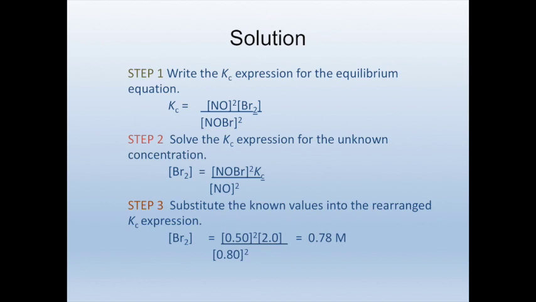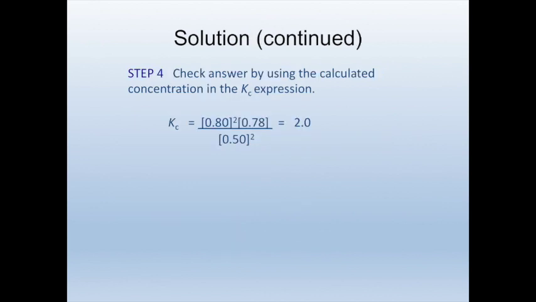We substitute our known values into the expression, so 0.5 squared times 2 in the numerator and 0.8 squared in the denominator, which gives us 0.78 molar bromine gas at equilibrium. And step 4, we check our answer by using the calculated concentration in our expression. So 0.8 squared times 0.78 divided by 0.5 squared is equal to 2.0.